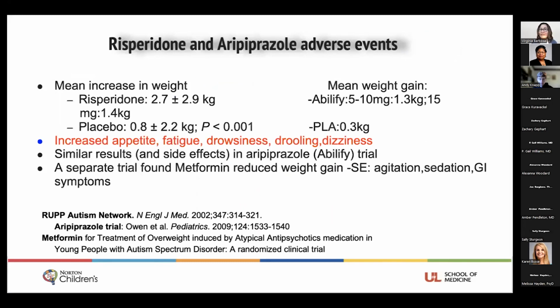Adverse reactions. One of the big problems with the multiple receptor blockers is weight gain, and you have probably all seen that. Risperidone, an average of 3 kilograms, Abilify around the same level. Clinically, we know that risperidone tends to cause weight gain more abruptly. Abilify will cause weight gain gradually, but at the end it's equivalent. Increased appetite, fatigue, drowsiness, drooling, dizziness. These are some of the side effects. And there's increased interest in metformin in terms of reducing the weight gain, and we will talk a little bit about that in a minute.